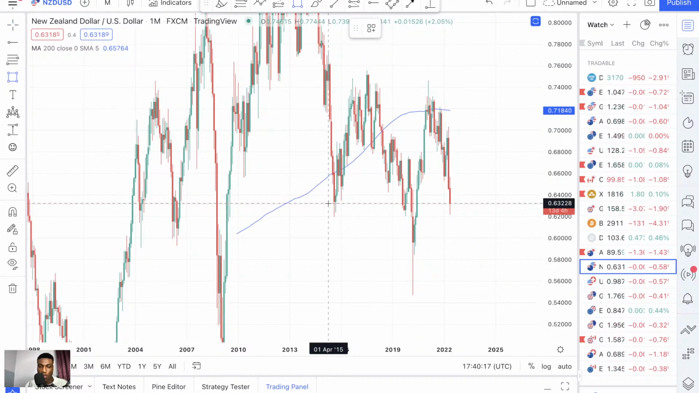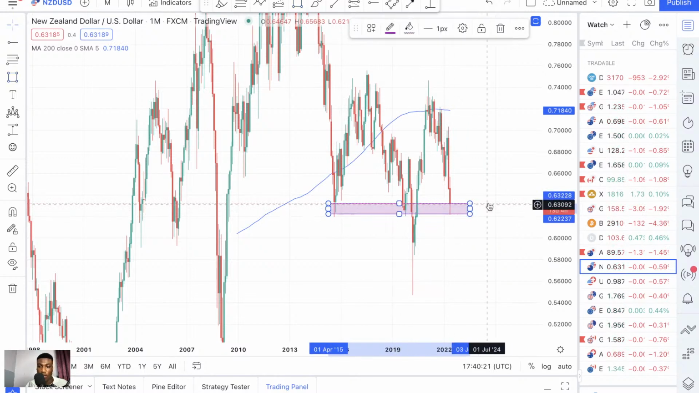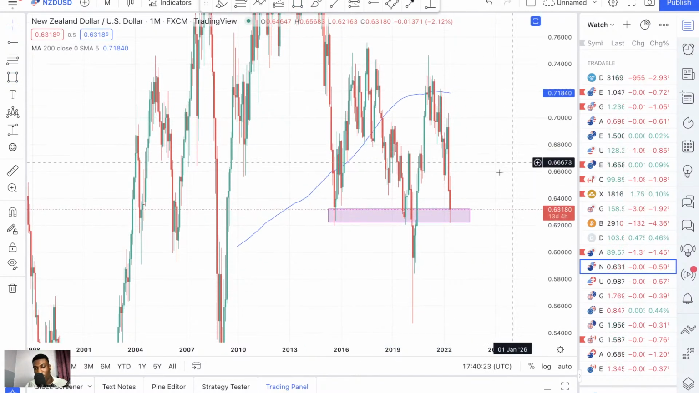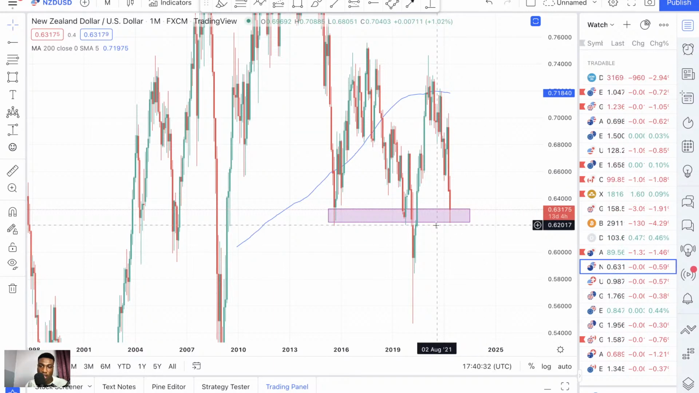So what do you want to do? You want to go to the higher time frames and identify key levels on your chart, because it's actually important. The higher time frames give you an overall interpretation of what is going on in the market, right? And as you can see, NZD/USD is on a key support level from 2016, 2019.